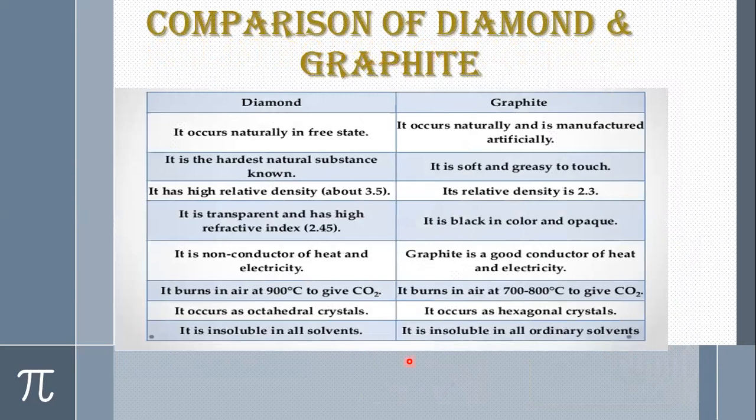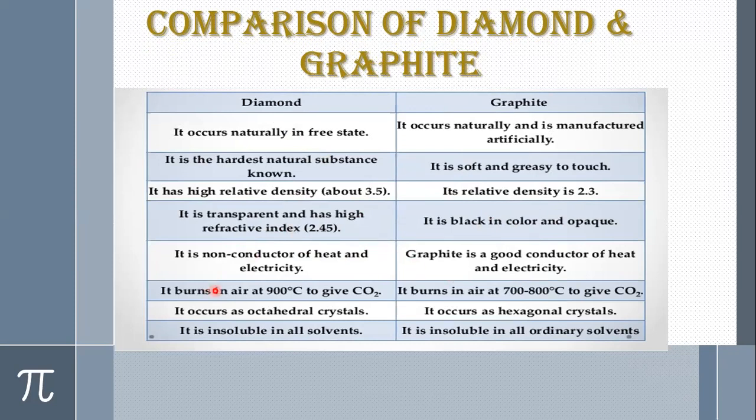Let us compare the properties of diamond and graphite. Diamond is naturally occurring in the free state. Graphite is naturally occurring as well as it can be prepared artificially. Diamond is the hardest natural substance known, while graphite is soft and easy to touch. Diamond has a high relative density of 3.5, while graphite has a relative density of 2.3. Diamond is transparent with a high refractive index of 2.45, while graphite is black in color and opaque. Diamond is a non-conductor of heat and electricity, while graphite is a good conductor of heat and electricity.